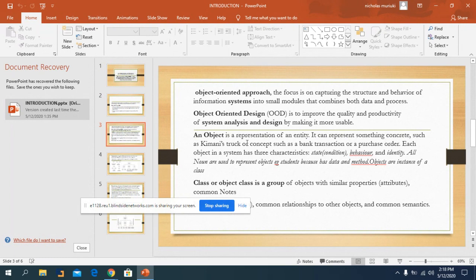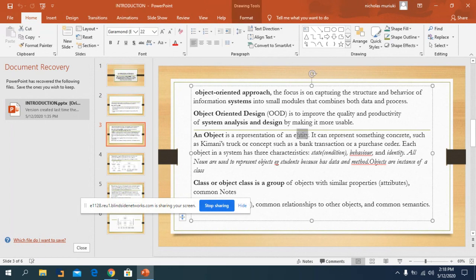So when you look at the object as a defined term, we say it is a representation of an entity. What is an entity? And I think you have done what you call database management systems. Am I right?